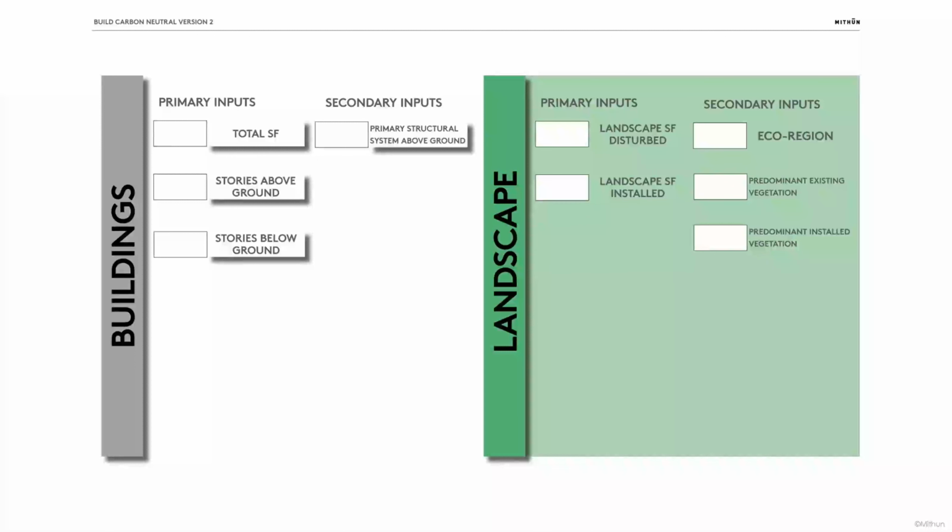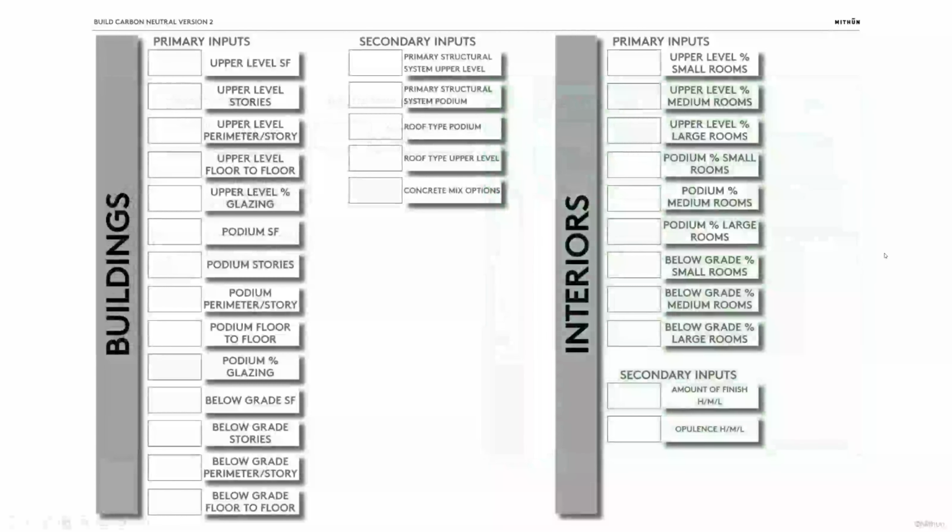And then on landscape, it was just how much did you disturb? How much did you install? What was the nature of the existing that you disturbed? And what was the nature of the installed vegetation, as well as what ecoregion you're in. So that has also changed.